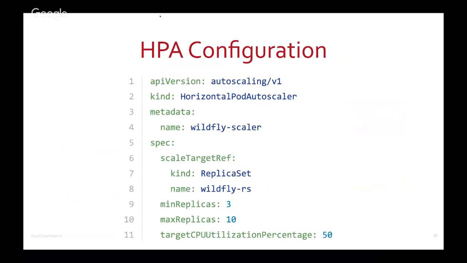Lines 5 to 8 say this is targeting a replica set, and it's giving the name of the replica set as well. And then I'm saying the minimum number of replicas, the maximum number of replicas, and the same metric, which is CPU utilization. So you can just create this resource, and it'll automatically scale your replica set up and down. This is very handy if you're building your application where the demands can grow up and down based upon your CPU utilization.